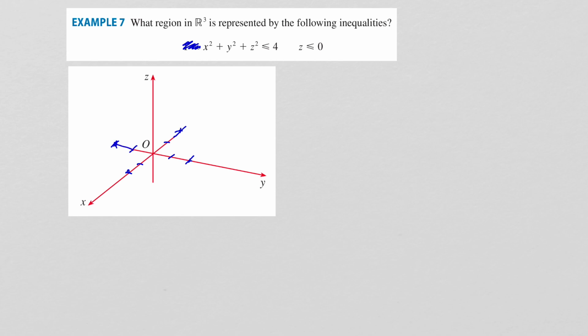Okay, but we also know that it needs to be equal to 1. So that would be a sphere that goes through these points, right? Because that would be a radius of 1. And we want all the points that are in between these two spheres. So first I'll just start by drawing a circle here and a circle here. We want all the points inside of the larger circle, but outside of the smaller circle.